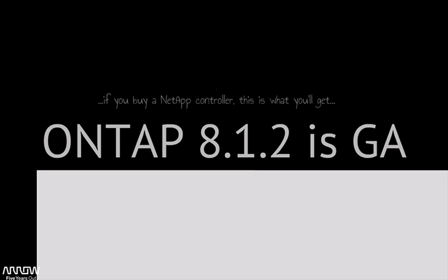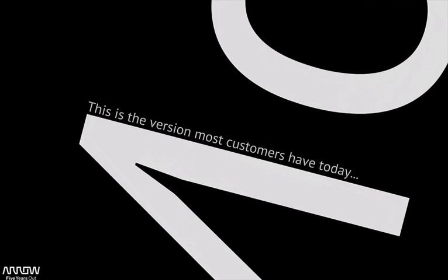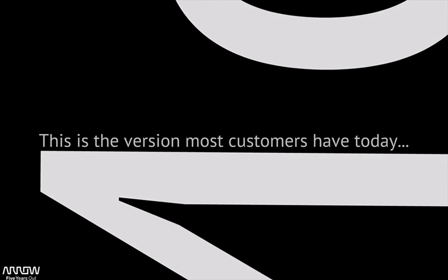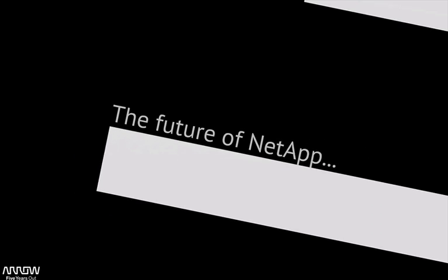ONTAP comes in two flavors. By default, you will probably get 7 mode. This is what most customers are used to and what most customers have today. The other version is clustered ONTAP. This is very much the future of NetApp and the way they're looking to go. It changes the way NetApp platforms scale. Right now, most customers will still probably use 7 mode, but if you have any further questions on clustered ONTAP and how it may change the product portfolio, please get in touch with your BDM or myself at Arrow and we can go through that in a bit more detail.